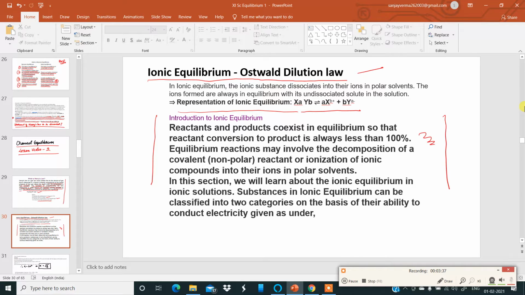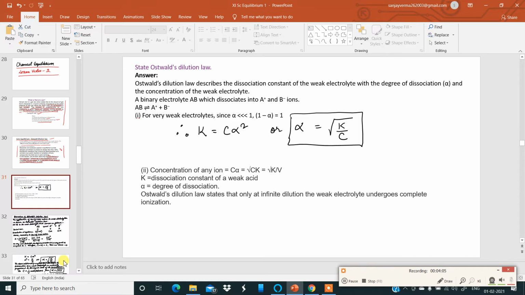An equilibrium reaction may involve the decomposition of a covalent non-polar reactant or ionization of ionic compounds into ions in polar solvents. In this section of ionic equilibrium, we will learn about the ionic equilibrium in ionic solutions. Substances in ionic equilibrium can be classified into two categories on the basis of the ability to conduct electricity, given as under. So let us have a look here.